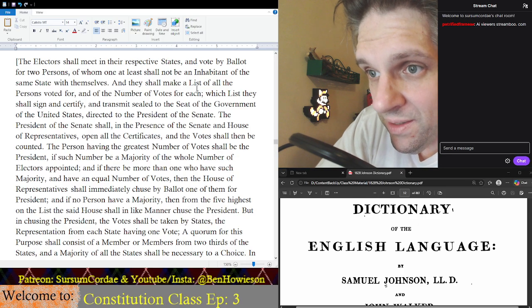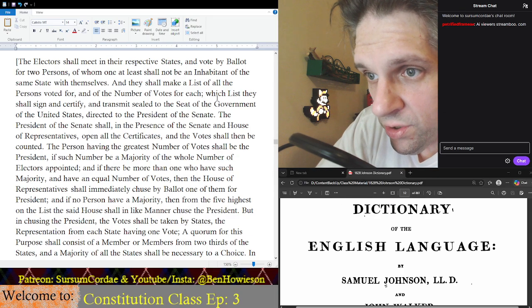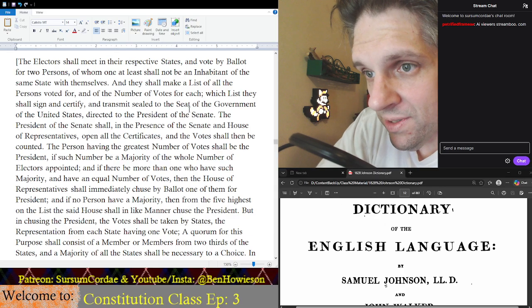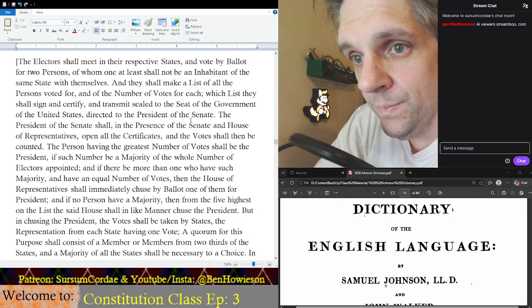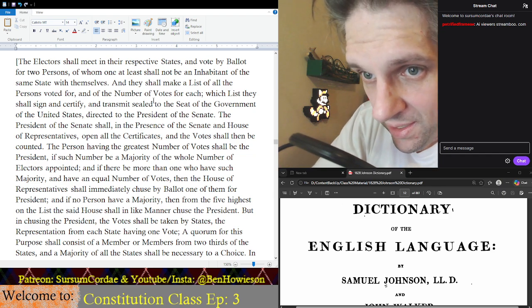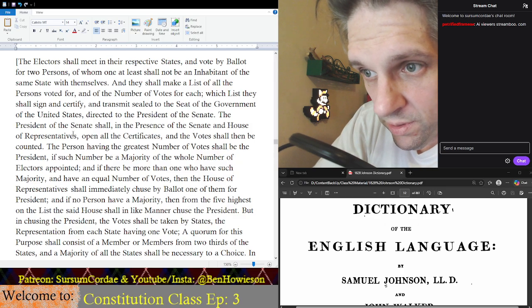And they shall make a list of all of the persons voted for, and of the number of votes for each, which list they shall sign and certify and transmit sealed to the seat of government of the United States, direct to the President of the Senate. The President of the Senate shall, in the presence of the Senate and House of Representatives, open all the certificates, and the votes shall then be counted.